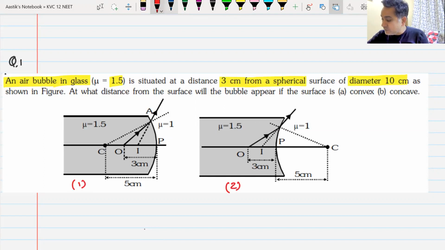In both the cases, do you see the object? This is the object. The object is situated at a distance of 3 centimeter from the pole of the surface. The diameter of the surface is 10 centimeters. The refractive index of glass is given as 1.5 or 3 by 2. You are supposed to find out in both the cases where will the image be formed. Everyone understand this question?